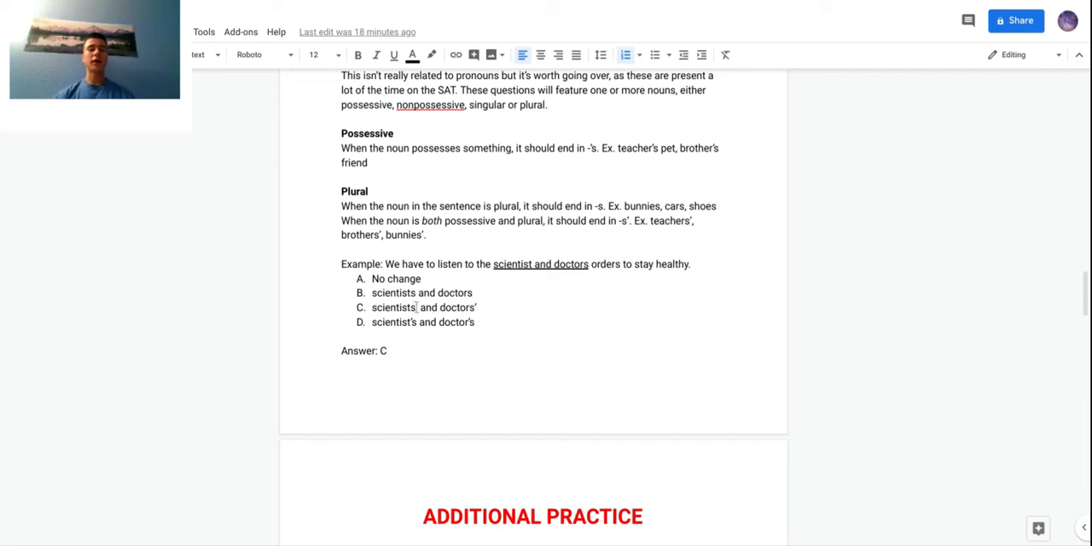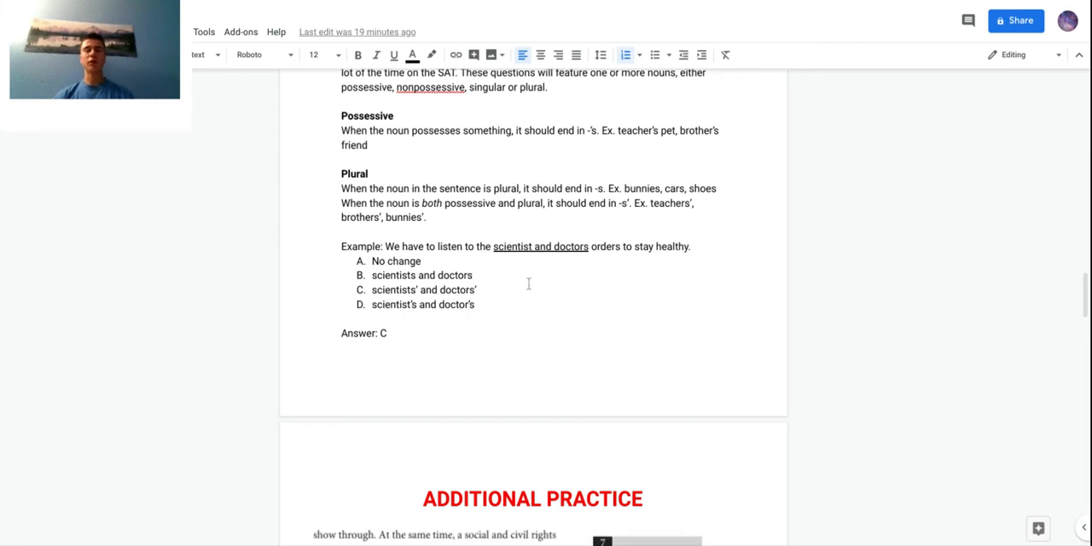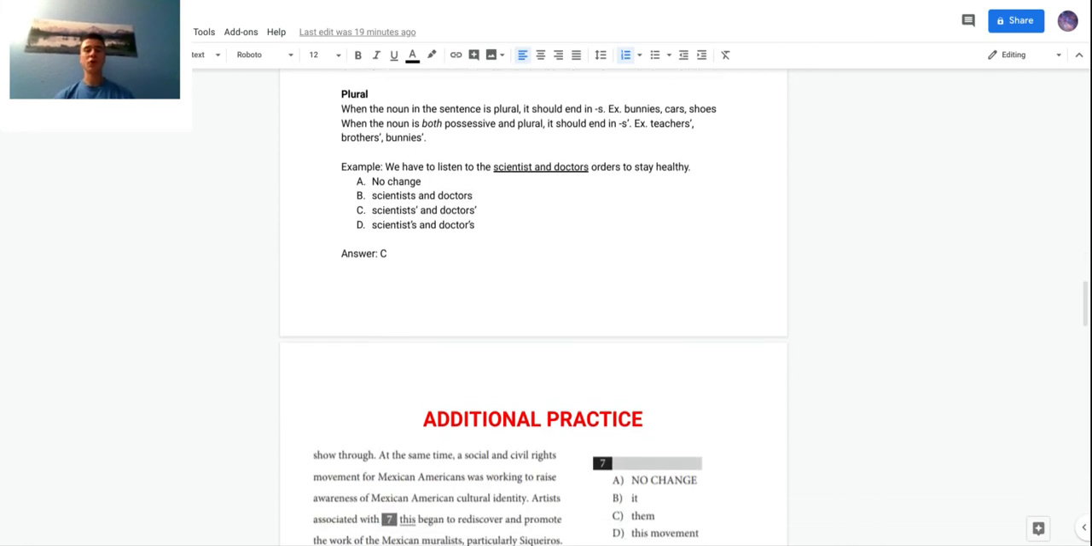So if you look through these, the answer is just going to be C because it's scientists with an S at the end and apostrophe, and doctors with an apostrophe because these orders belong to the scientists and doctors. Therefore, scientists and doctors should both be possessive. And since it's a group, it should be plural too. So it's just going to be S apostrophe. So this is a pretty bad question, but you can kind of get the gist.